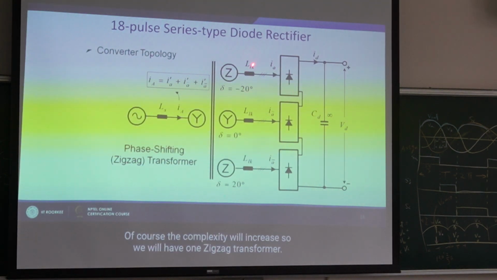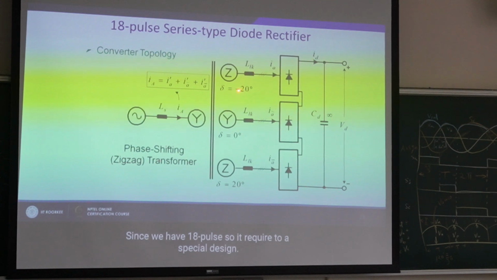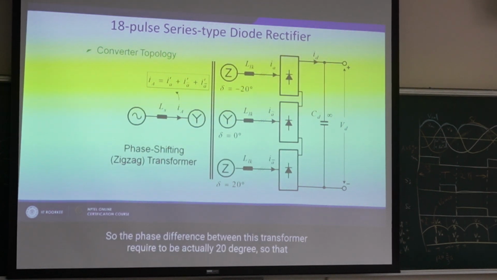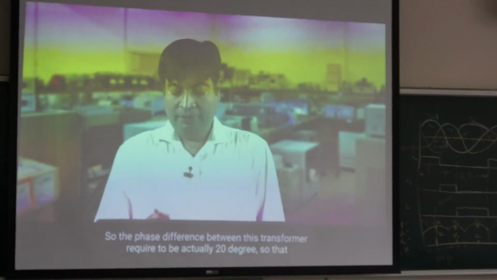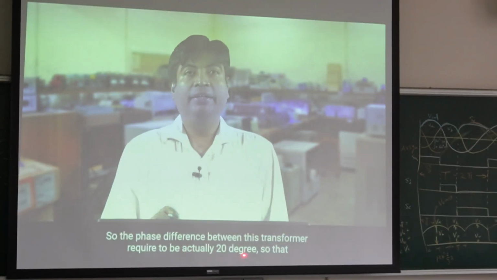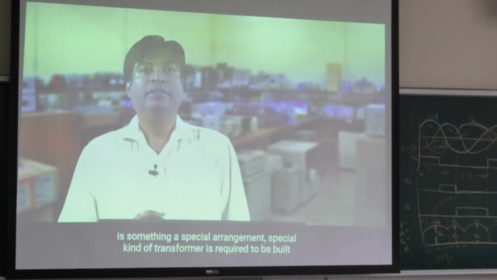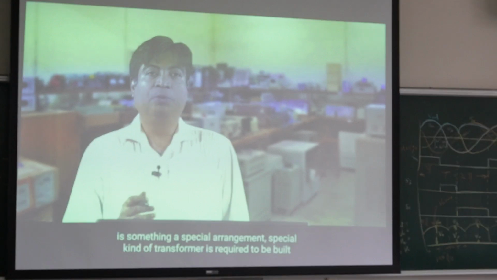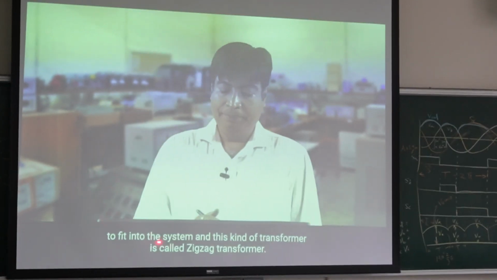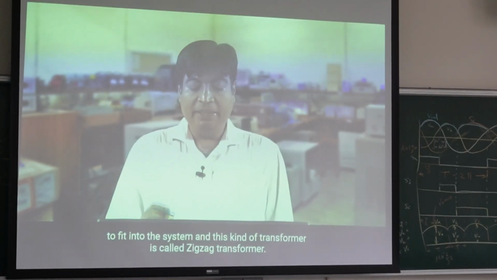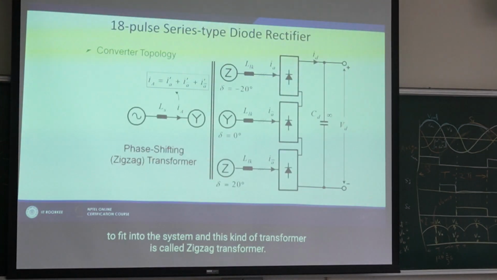So we have a transformer. Here is the transformer. But the transformer is a special transformer because the phase shift is minus 23 or plus 23. So the phase difference between this transformer required to be actually 23. So we call it a special transformer. A special transformer is required to be built to fit the system. We call it a zigzag transformer, also called a phase shift transformer.